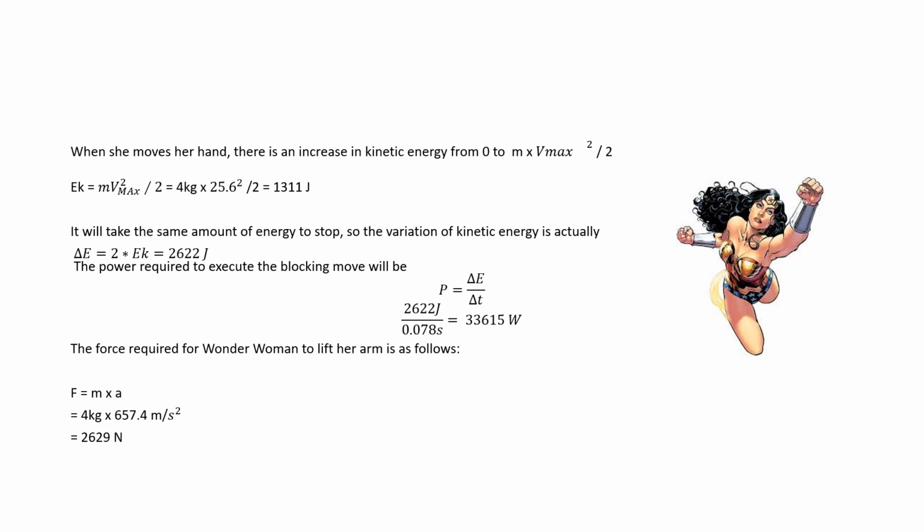And then we can also go into force. The force required for Wonder Woman to lift her arm is as follows. We can see that force is equal to mass times acceleration. If we know our mass and we know our acceleration, we can find our force. So we multiply 4 kilograms by 657.4 meters per second squared, and we come out with a force of 2,629 newtons.